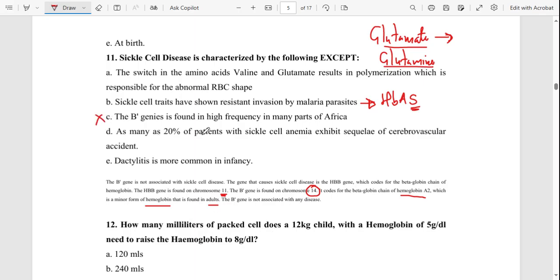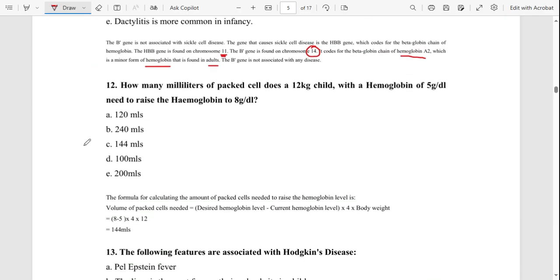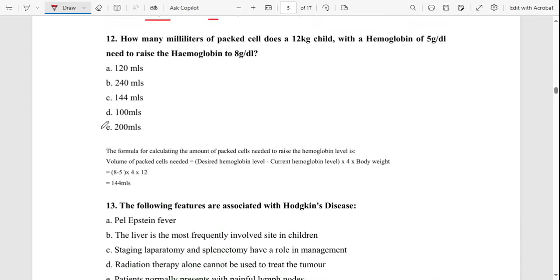D is saying as many as 20% with sickle cell exhibit sequelae of CVA or stroke, and that's true. And dactylitis, which is the hand-foot syndrome, is common in infants. That's also true.